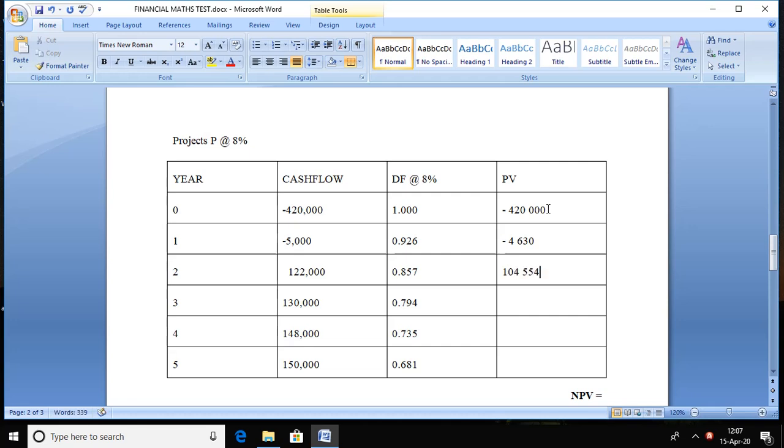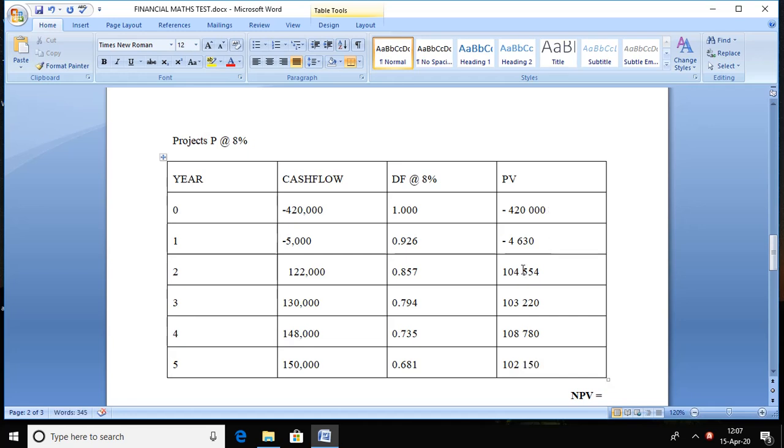104,554. The next one will be 103,220. The next one will be 108,780. The last one will be 102,150.